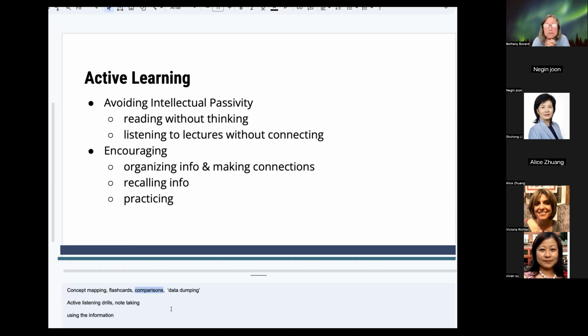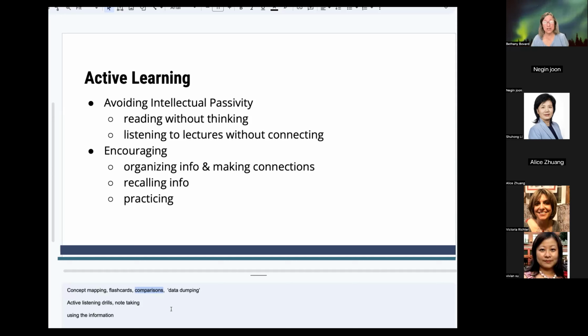Any other thoughts or questions on active learning? Because these are the foundation items that you're going to be thinking about when you're doing your lesson plans, right? So your lesson plan shouldn't be, students will read chapter 1 and then take a quiz.